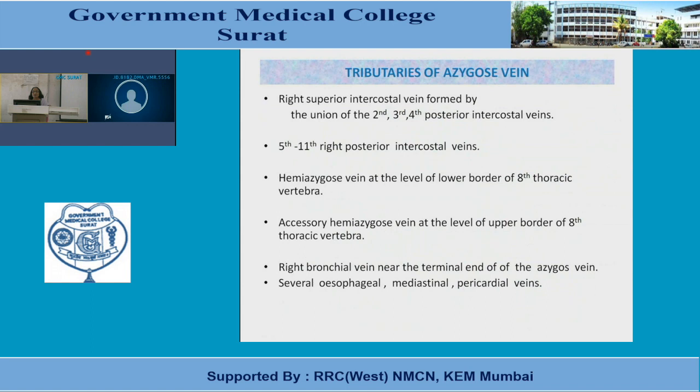Now the 5th to 11th right posterior intercostal veins are also tributaries of the azygous vein. The hemiazygous vein joins at the level of the lower border of the 8th thoracic vertebra. The accessory hemiazygous vein joins at the level of the upper border of the 8th thoracic vertebra posteriorly. And the right bronchial vein joins near the terminal end of the azygous vein. Several esophageal, mediastinal and pericardial veins are also tributaries of the azygous vein.